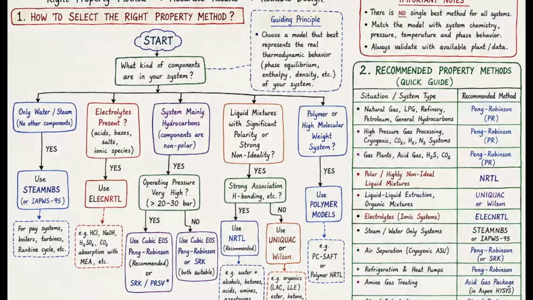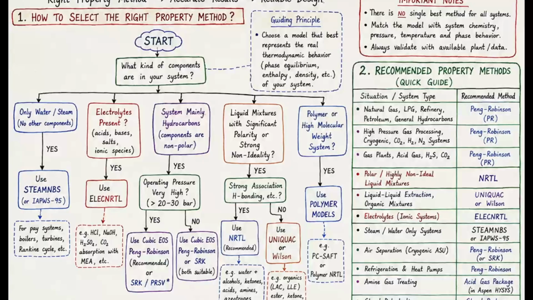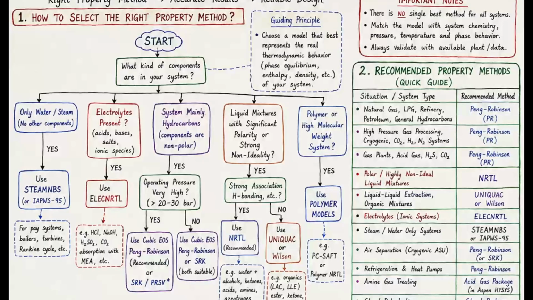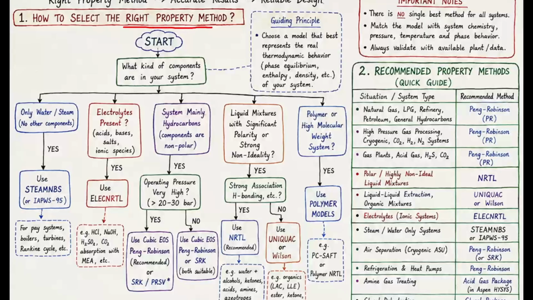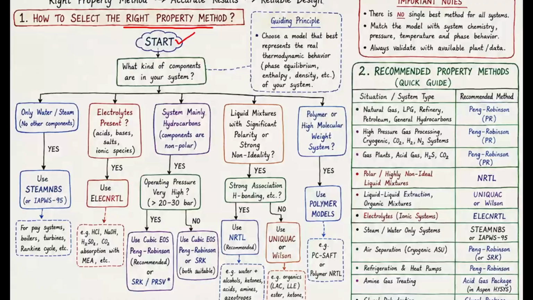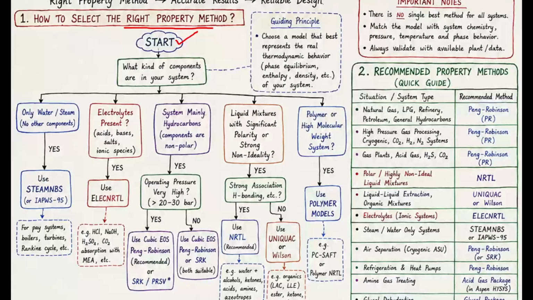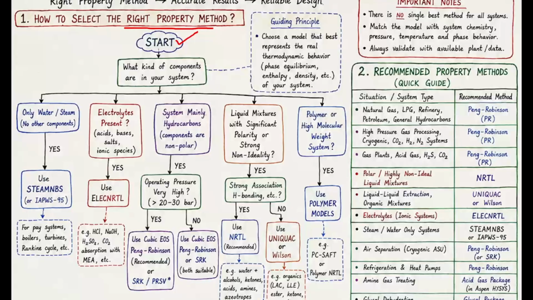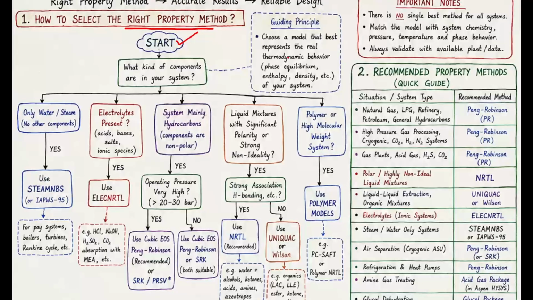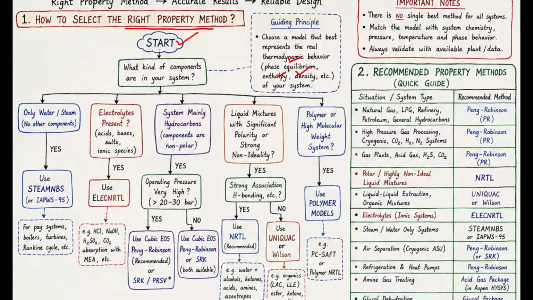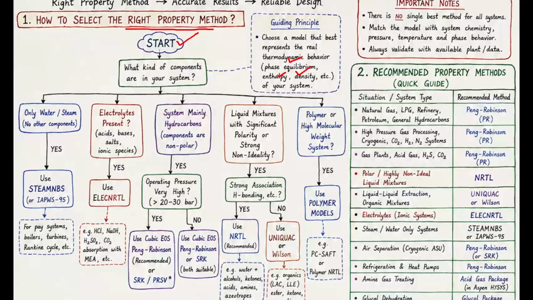So the right property package, as I have told you, gives you accurate results and accordingly we get a reliable design. So our first part is how to select the right property method. From the starting point, which is this one, ask what kind of components are involved in your system. We have to select a model that best represents the real thermodynamic behavior, which includes phase equilibria, enthalpy, and density of your system. As you can see, there are 5 classifications involved here.